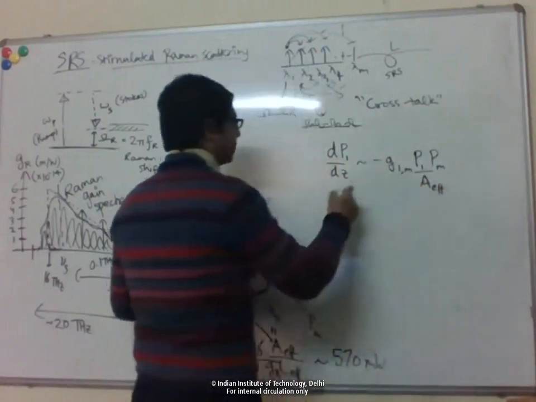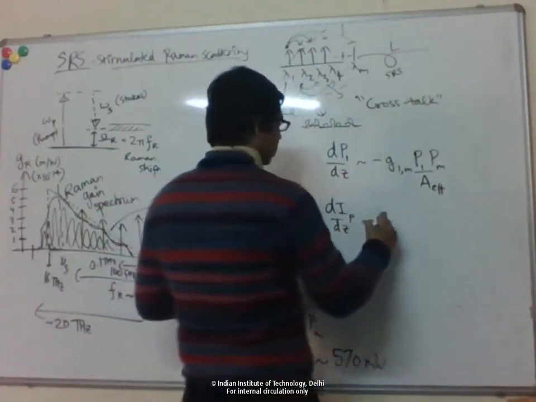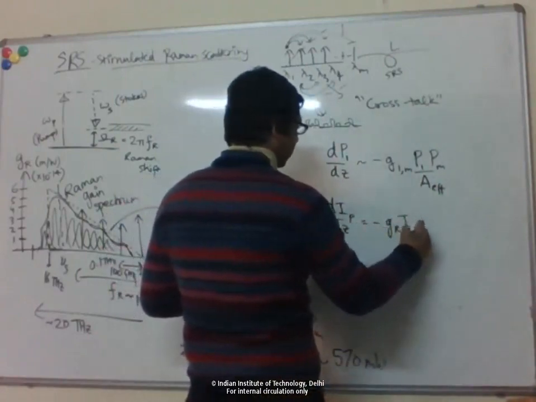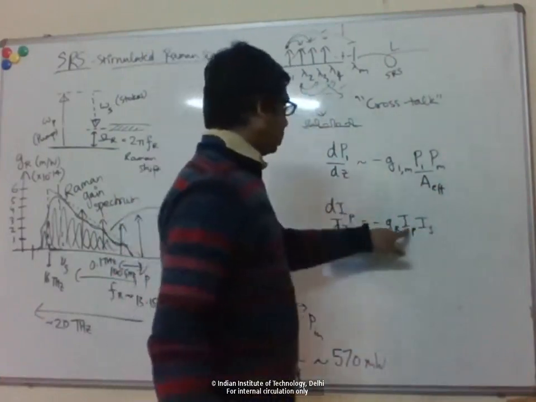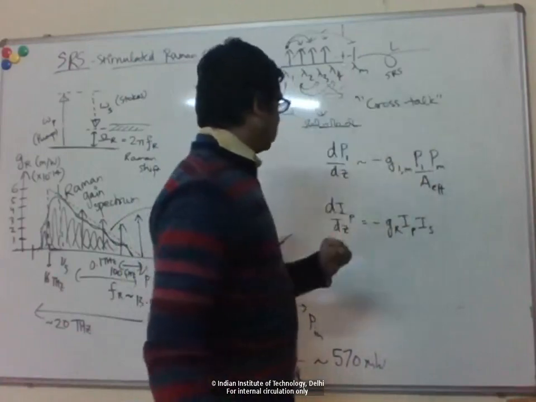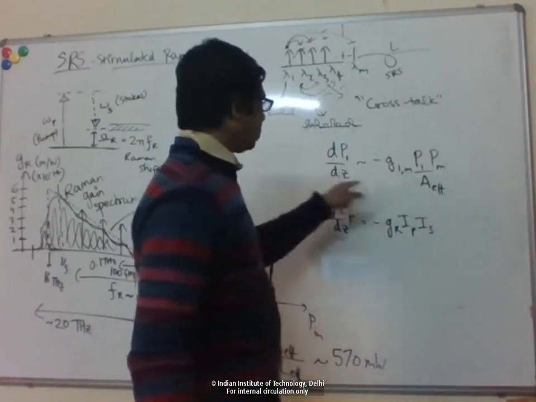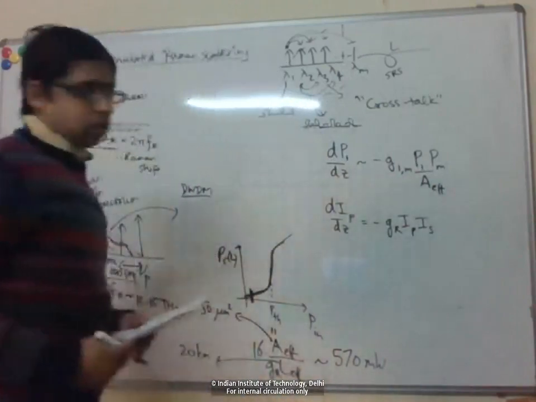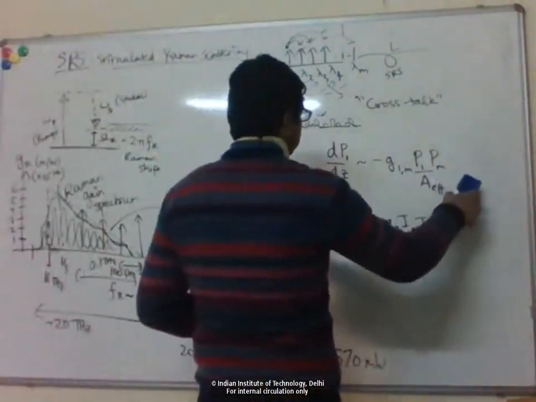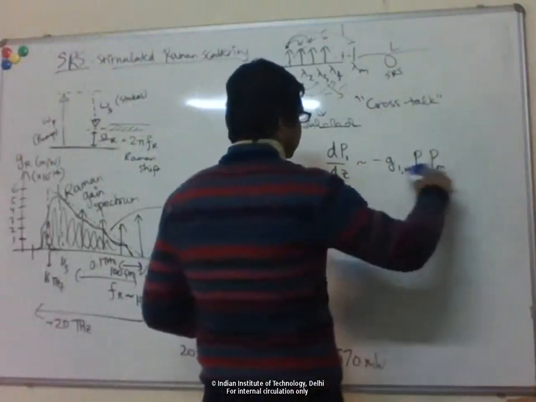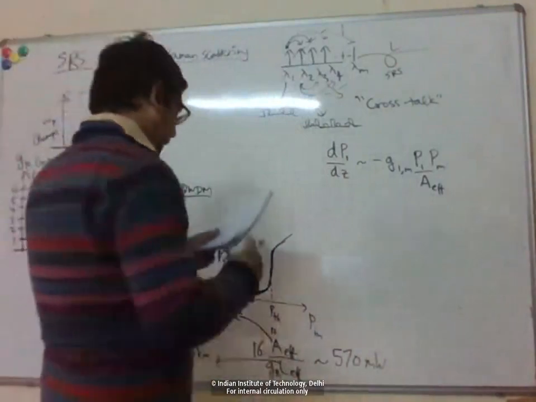Right, so basically I'm just rewriting this equation. We had dI_P by dz equal to minus Raman gain times I_P I_S. So now pump is my first channel and Stokes is my m-th channel, and I've written I as P over A effective, so I get an A_eff. Okay, so let's just consider the nonlinear term here, not worry about the loss here.